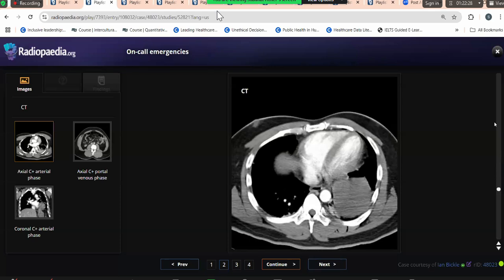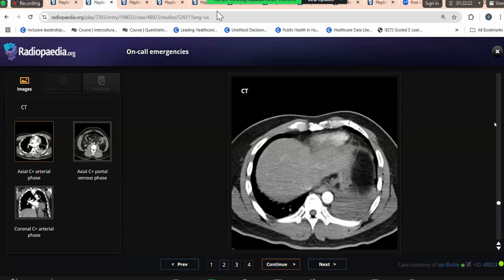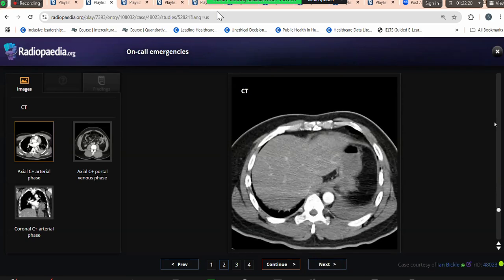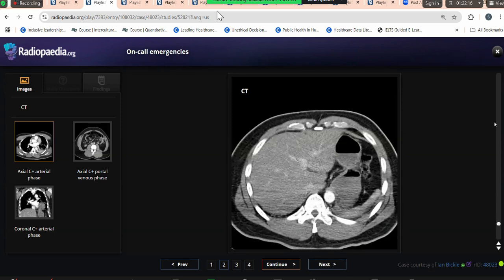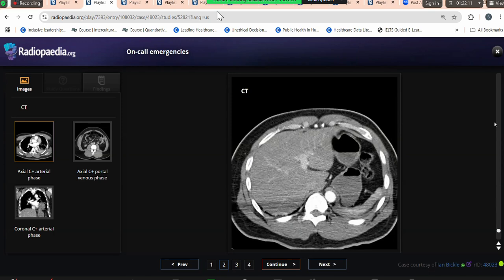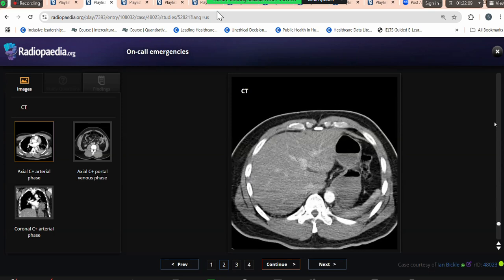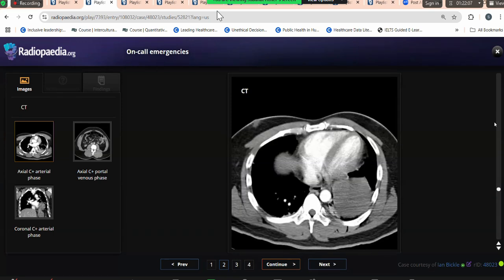Anything else you can see? Yes, this fluid density area is concerning. I would like to check the coronal window to see its continuity with the infradiaphragmatic part. I'm not giving you any coronals at the moment. Okay, ma'am. Just scroll through the axials and give me your impression, please.